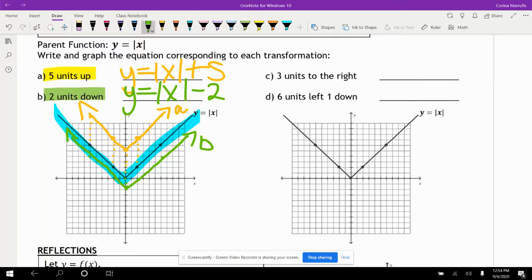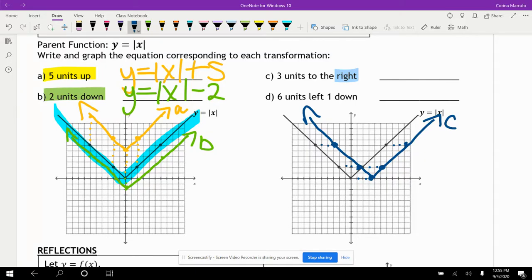All right, the next example. So here we're moving 3 units to the right. So I'm going to take my parent function and move it 3 units to the right. I'm going to take every point and go 1, 2, 3, and this will be my point. 1, 2, 3. And so this is what my new graph is going to look like. This is section C, so I'm going to put a little c.